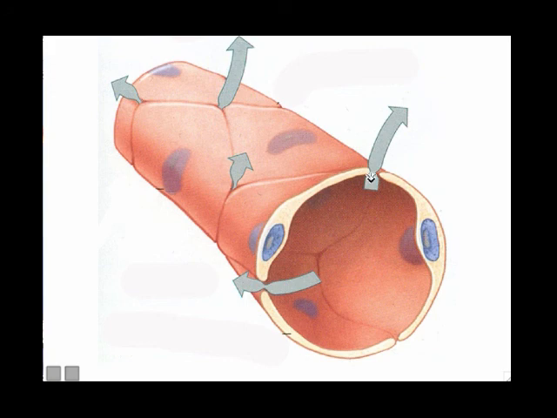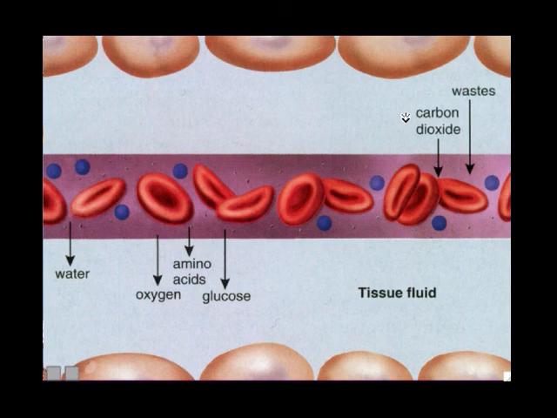Anyway, the point I'm making for today is that some substances can exit the capillary just by diffusing right through the cells of the wall. Other molecules, larger molecules, and white blood cells have to squeeze through those little gaps in the walls. But nevertheless, the big picture is that one of the jobs of capillaries is to do exchange of material. Stuff can enter or exit the blood, like you see here.